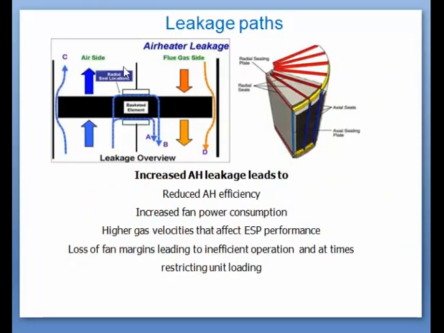So here you can see the leakage paths. One is between the rotor and the stationary part, that is the housing. Second is through the post seals, that is the rotor post seal. So there are three paths, one is A, then B and C. So these are basically leakage paths.